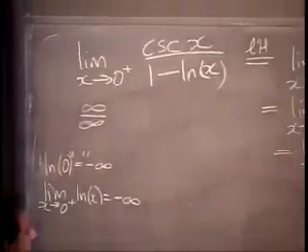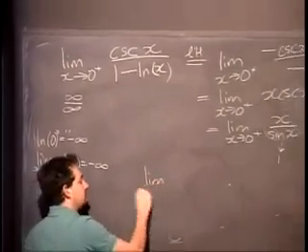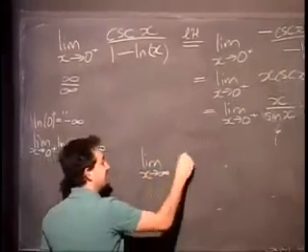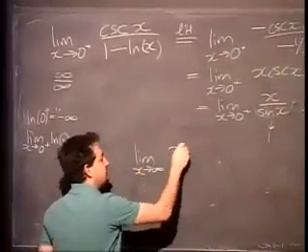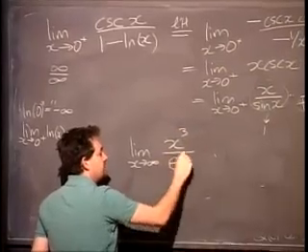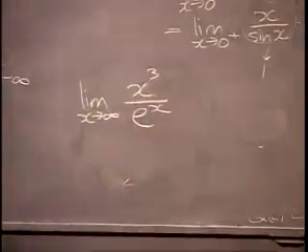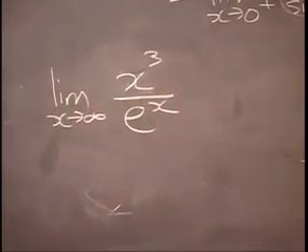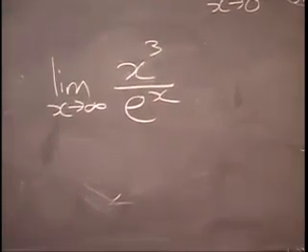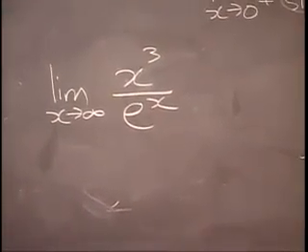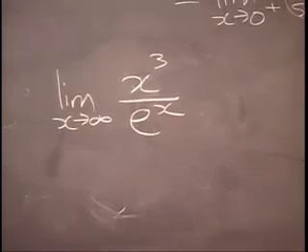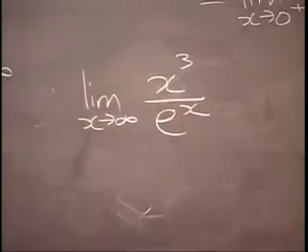Okay, so here's another example. Suppose we take the limit as x goes to infinity of x cubed over e to the x. Can anyone tell me what this is, just without doing any work? We've seen it before. What's that limit and why? It's 0. Why? Yeah, exponentials grow faster than polynomials.